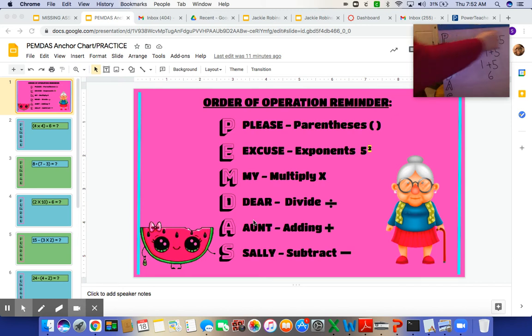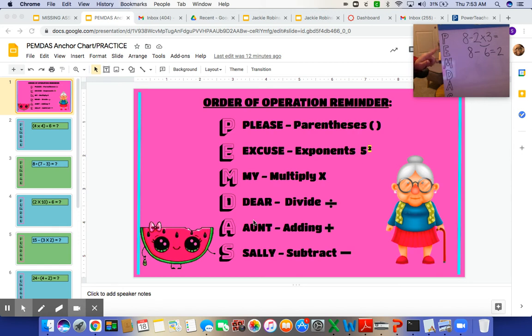Okay. We're going to try 2 more together. The next one is 8 minus 2 times 3. Now, if you notice, we do not have any parentheses or exponents. The next thing we have is multiplication. So we're going to do the multiplying first. So I'm going to do 2 times 3. So 2 times 3 is 6. I'm going to bring the 8 down and the subtract sign. And 8 minus 6 is 2. So that's our answer for that one.